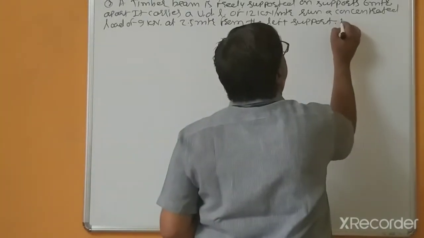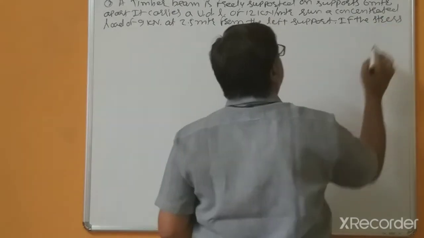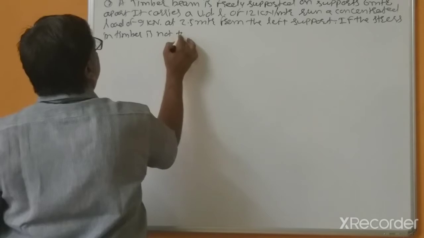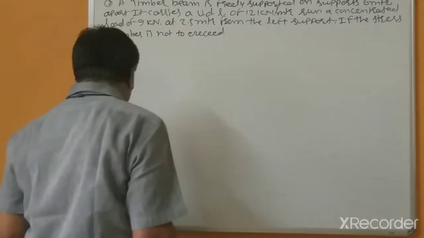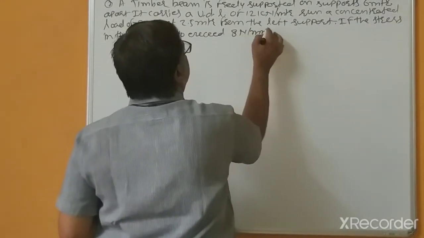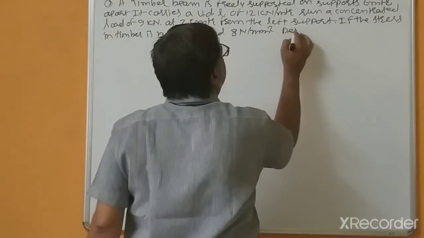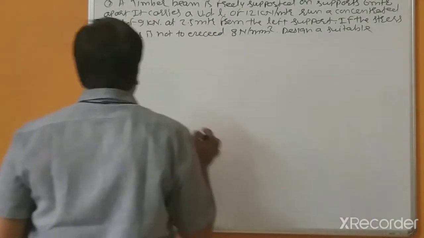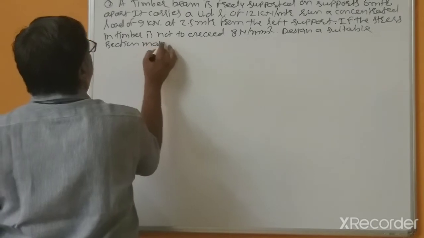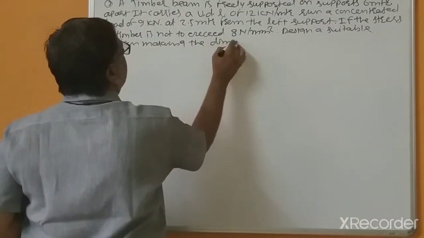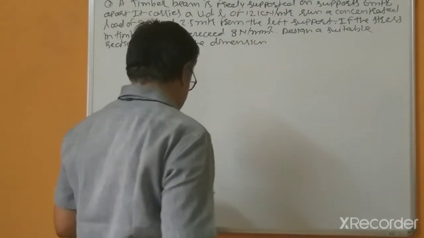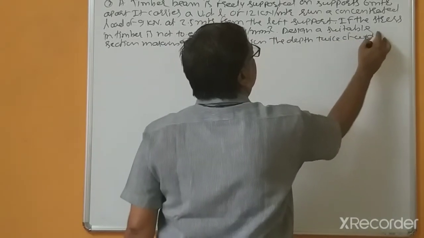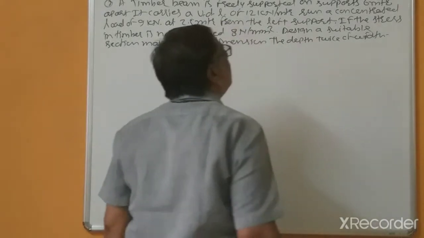If the stress in the timber is not to exceed 8 Newton per mm square, design a suitable section, making the dimension, the depth, twice of width.